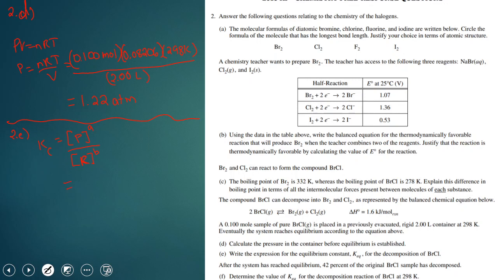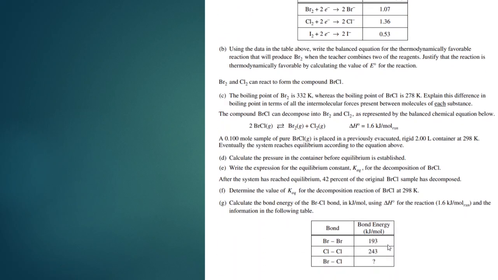So our expression here would be Br2 Cl2 over BrCl squared. Keep in mind that these are all concentrations, but if you did write this in terms of partial pressures to do later questions, that would be completely fine. Alright, so that was E. Moving on to F.